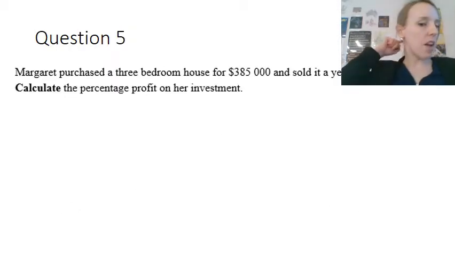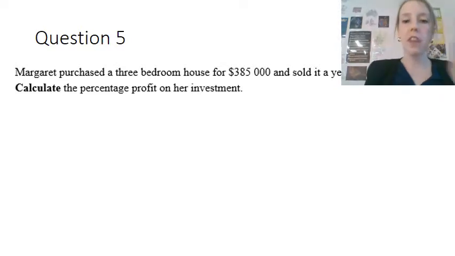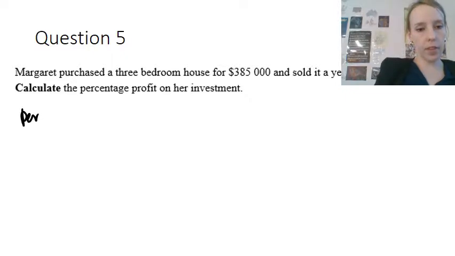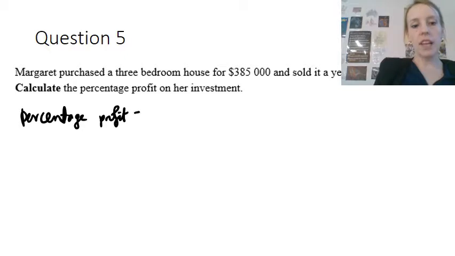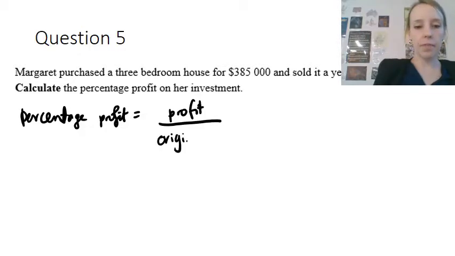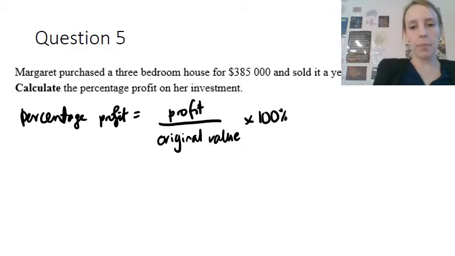So question 5, Margaret purchased a 3-bedroom house for $385,000 and sold it a year later for $462,000. Calculate the percentage profit on her investment. Okay, so her percentage profit, the formula for that is our profit, so how much money she's made, divided by the original amount, so the original value of the house, multiplied by 100%.